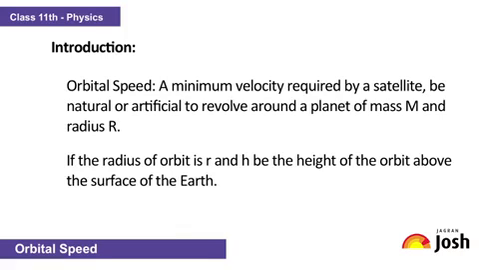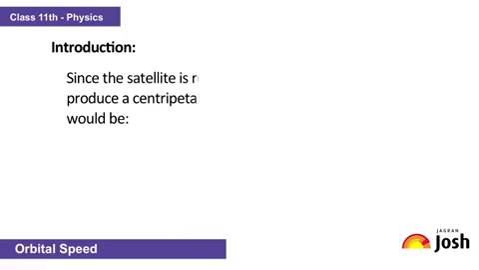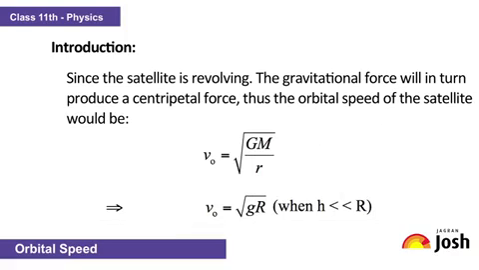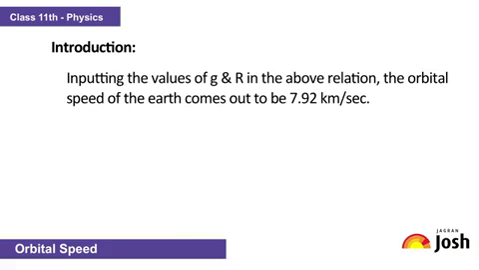If the radius of the orbit is r and h is the height of the orbit above the surface of the earth, since the satellite is revolving, the gravitational force will in turn produce a centripetal force. Thus, the orbital speed of the satellite would be Vo equal to square root of GM upon r, which is Vo equal to square root of small g capital R, where h is very small compared to r. Inputting the values of small g and capital R, the orbital speed near the earth comes out to be 7.92 km per second.